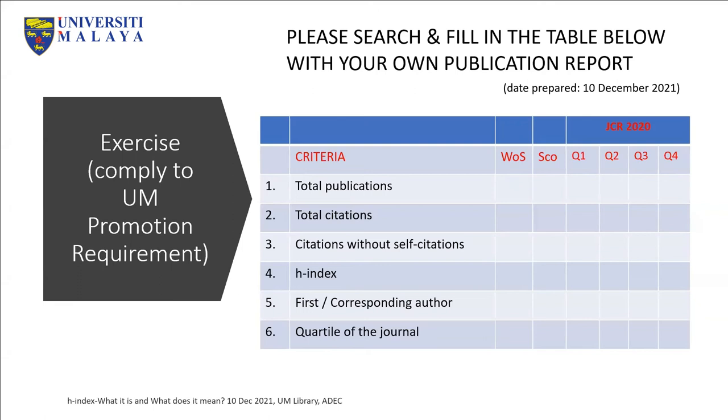Total publication, just now I've already mentioned, when I say publication, refer to articles and reviews only. Put it in the number, in Web of Science, how many? If you have 100, you put 100. Scopus, 120, put it in.